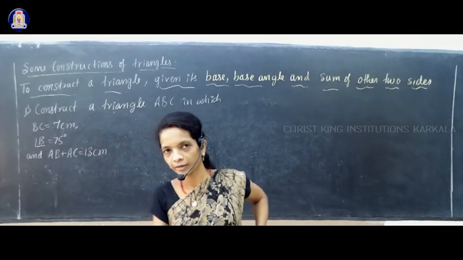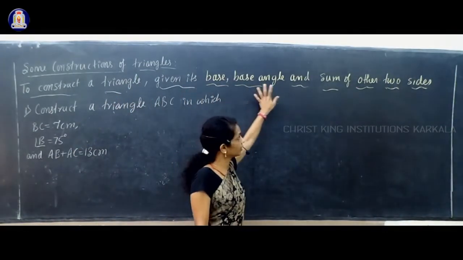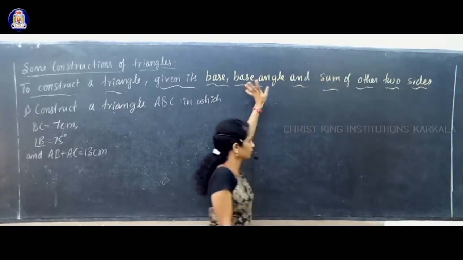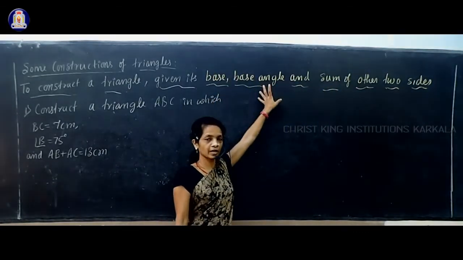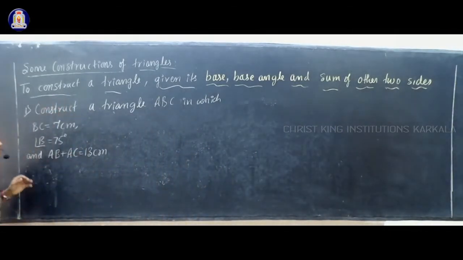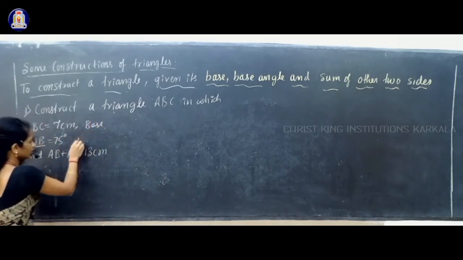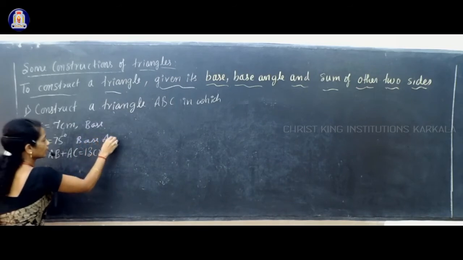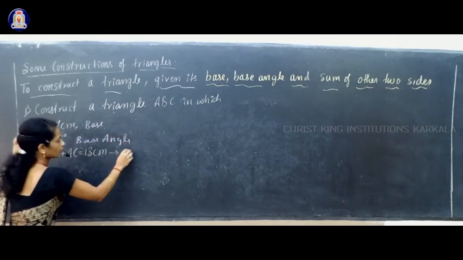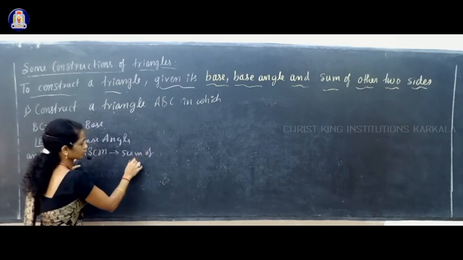In that, the first type is to construct a triangle when you are given the base, base angle and sum of the other two sides. So here, what will be given to you? Base, base angle and sum of the other two sides. Here you have one problem related to that type: construct a triangle ABC in which BC is 7 cm. This is the base. The base angle is given as 75 degree, and this is the sum of the other two sides, AB plus AC.